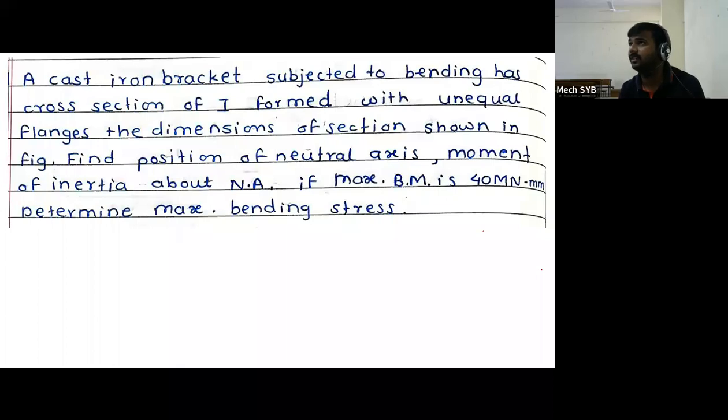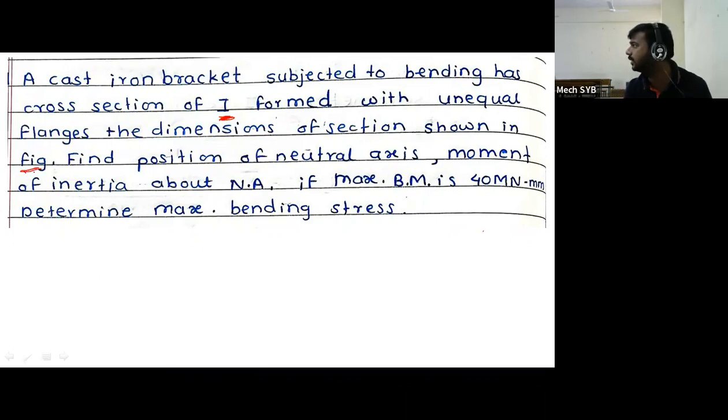A cast iron bracket subjected to bending has a cross section of I. बघा इथे दिलाय, कुठला सेक्शन दिलाय तर I section, formed with unequal flanges. The dimensions of the section are shown in the figure.